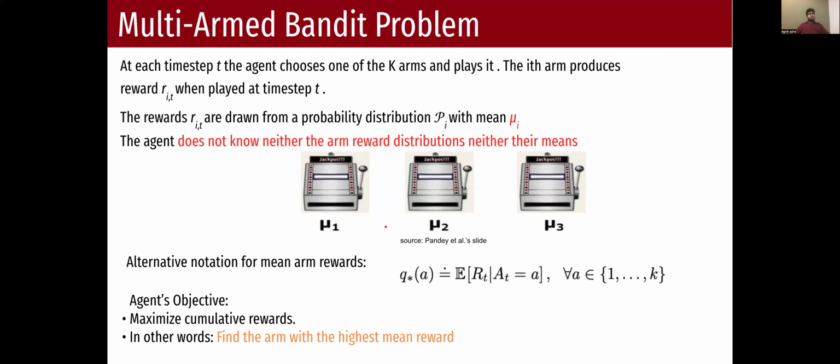So what is the agent's objective? In reinforcement learning, we already said that we have an environment and an agent, and we want to maximize reward. The agent's objective is to maximize cumulative rewards. In other words, we should say find the arm with the highest mean reward. So this is basically the multi-armed bandit problem.